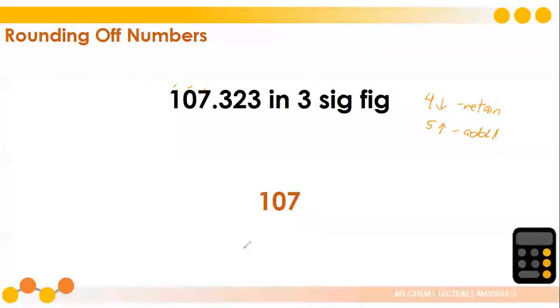First, it's 3 significant figures, 1, 2, 3. And then, we have here the first number is 3. This is 4 and below. So you need to retain the number before it, which is 7. So this is now your final answer. Hope you're getting it. Let's proceed with the next one.